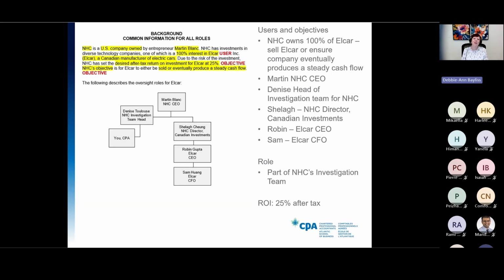Now, there's always some important qualitative information in the narrative. To make sure you don't lose that information, I strongly recommend that you include a section, quantitative information, in your outline. Here it talks about the expectation of a return on investment of 25% after tax. I might need that information because I know I need to perform some quantitative analysis.